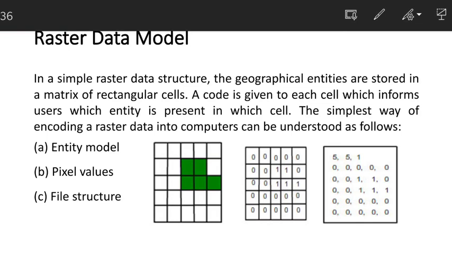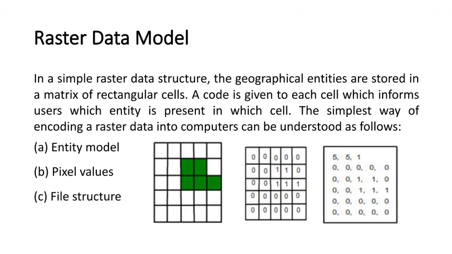Next is pixel values. In the second figure you can see all the cells are filled with either 0 or 1. So what does 0 mean? 0 is encoded as water, and 1 represents land. So the pixel value of the full image is shown: the cell having a part of the land is given value 1, and the cell where land is not there is given the value 0.